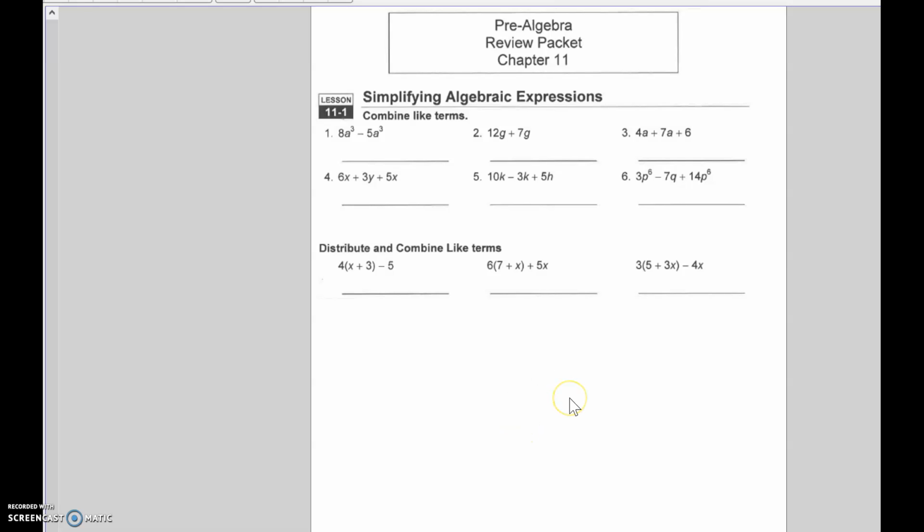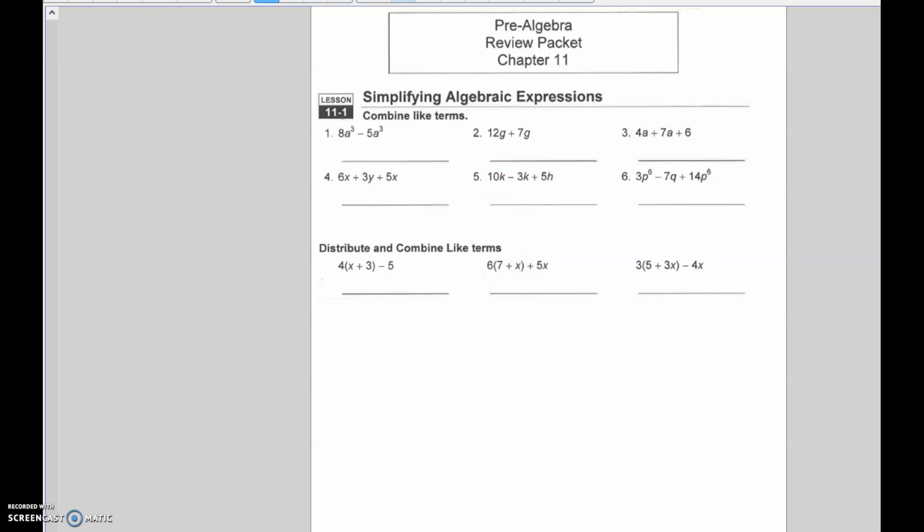So the first thing we learned about in 11.1 was combining like terms. In order to combine like terms, it has to have the exact same variable and the exact same exponent, and then you'll just add or subtract the coefficient in front of it. So let's do a couple of these. Let's do 5 and this one right here that's not numbered.